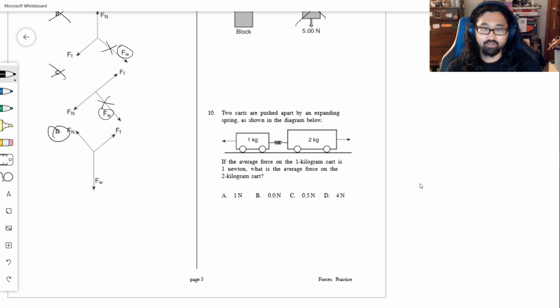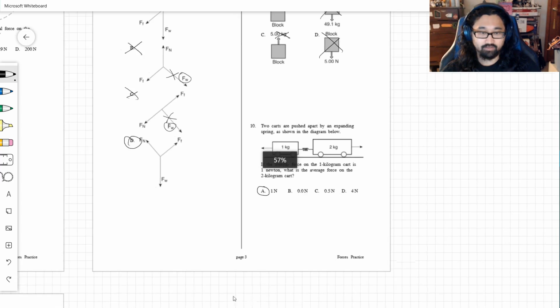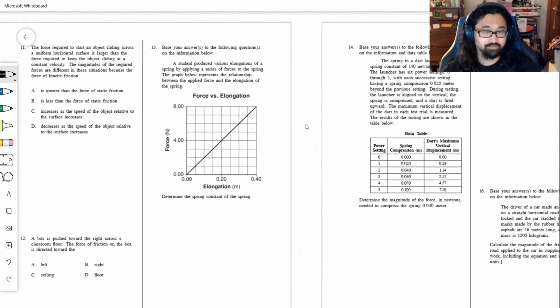If the force on the left cart is 1 Newton, what's the force on the right cart? It's also 1 Newton. For every action, there is an equal and opposite reaction. All right. Let's keep looking.